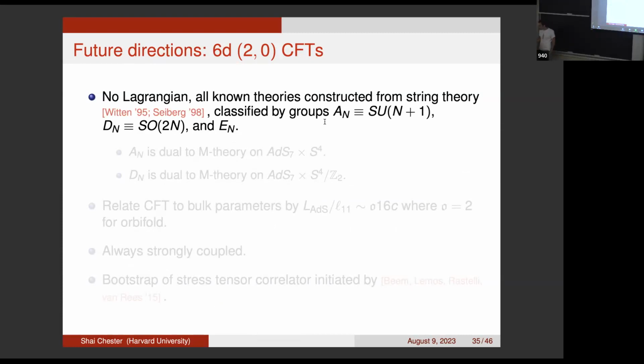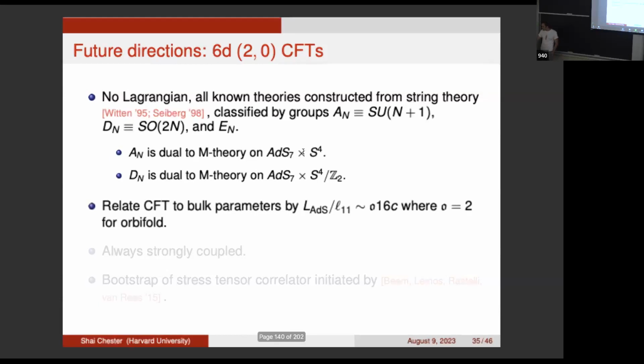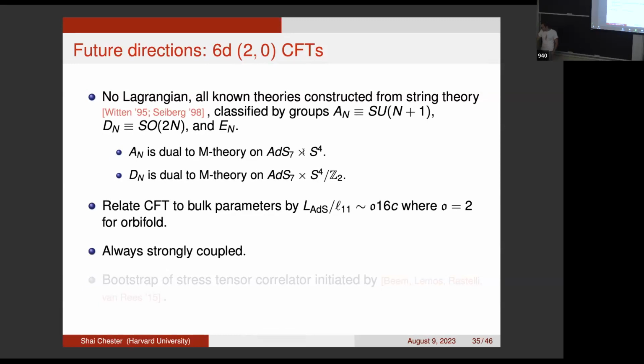We don't have a Lagrangian because it's in 6D, and so the only way we know to construct these theories is from string theory. And so they're classified basically by Lie algebra, although they're not gauge theories. It's just a classification. So you can have either SU(N), SO(N), or these exceptional groups. And so when it's SU(N), it's supposed to be dual to AdS7 × S4, and when it's SO(N), it's supposed to be dual to M theory on AdS7 × S4 mod Z2. So you have an AdS/CFT dictionary analogous to ABJM. And this theory is always strongly coupled. And so this is kind of a natural theory to study with the Bootstrap.